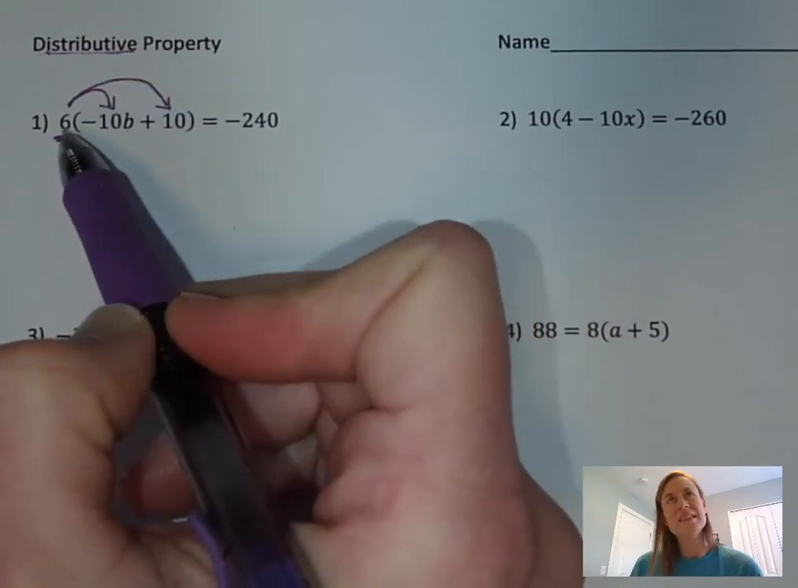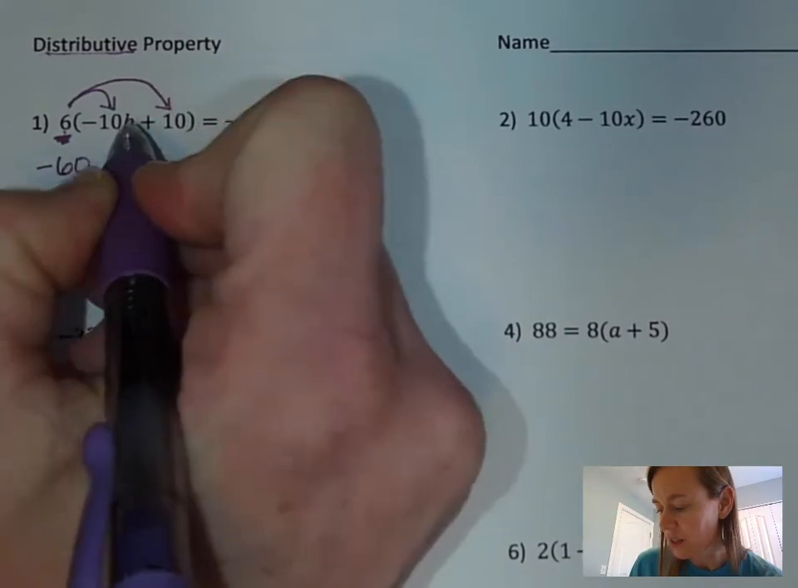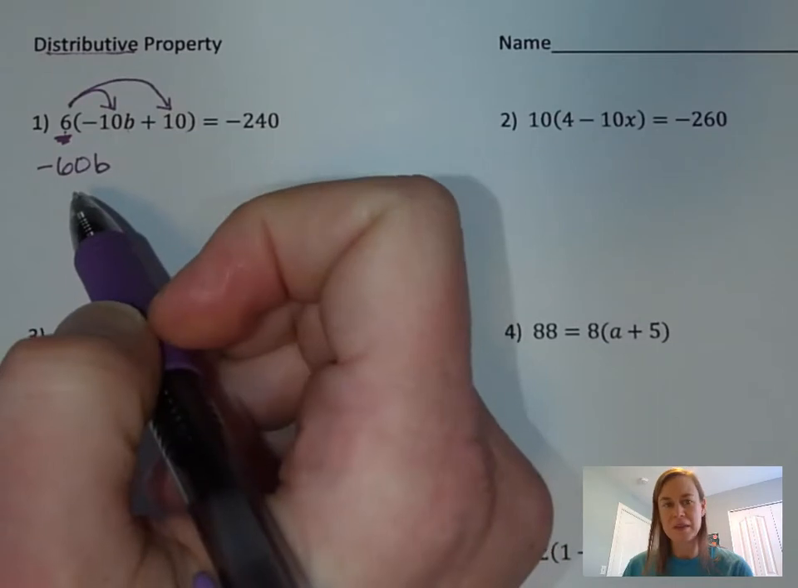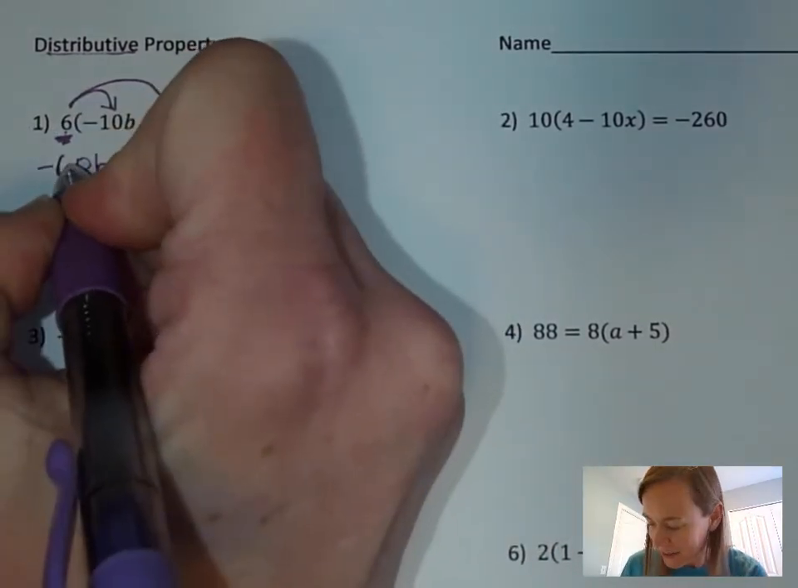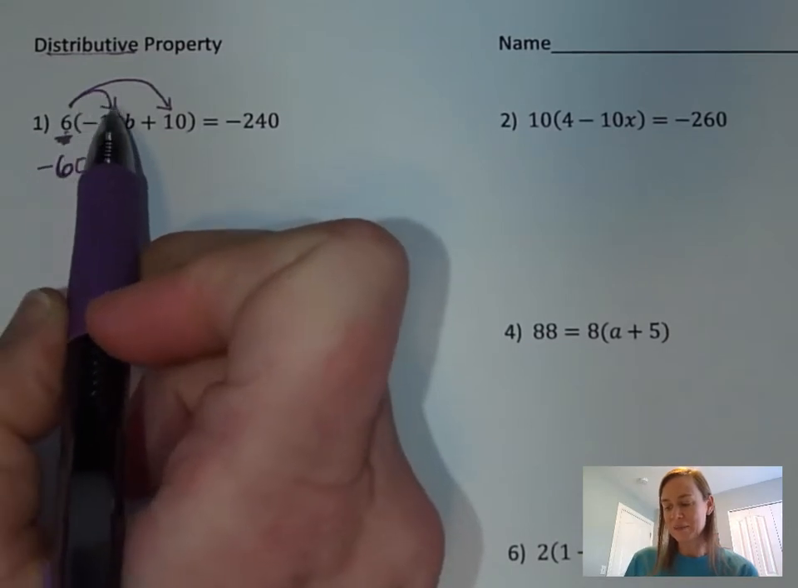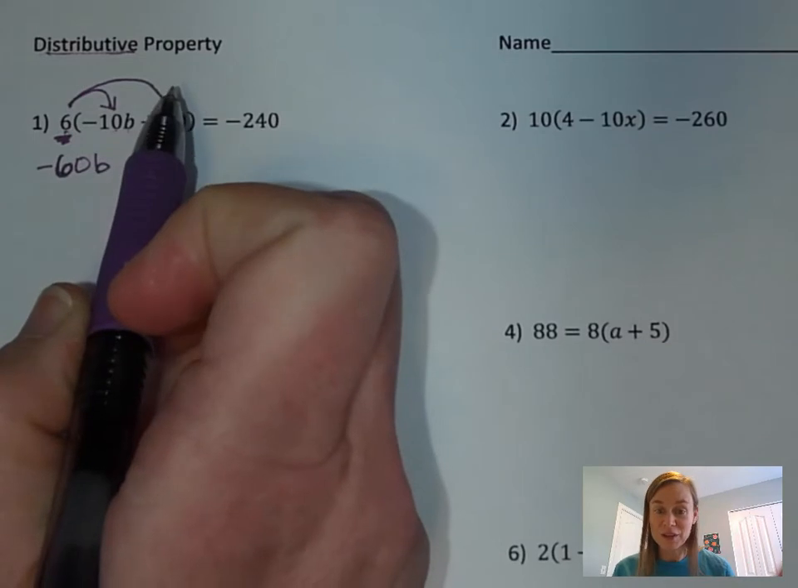Now to do that, 6 times negative 10 is going to be negative 60. And then we're just going to write our b. So negative 60b. My 6 kind of looks like a b there, sorry about that. That's a 60, a negative 60b. So that was this times this. We have multiplied those two terms, and so the first half of our distributing is over.